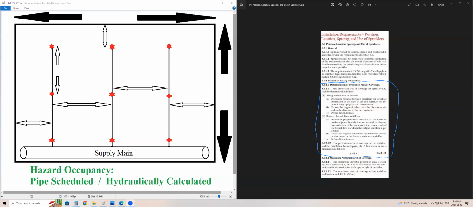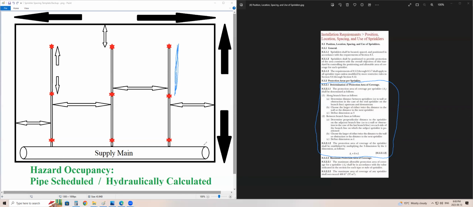Between branch lines, as follows. So this is along the branch lines, that would be from here. That's along the branch line, sprinklers along the branch line. And what it means is choose the larger of either twice the distance to the wall or the distance between the next sprinkler.